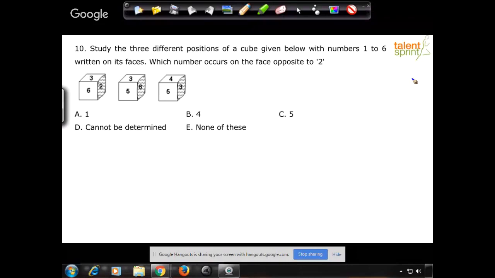Okay, so I'm sure all of you can see 3 cubes on your screen. Let's read the question. Study the 3 different positions of a cube given below, with numbers 1 to 6 written on its faces. Which number occurs on the face opposite to 2? Same cube, 3 different positions shown to us, and we have to say which number will come opposite to the number 2 in the cube.